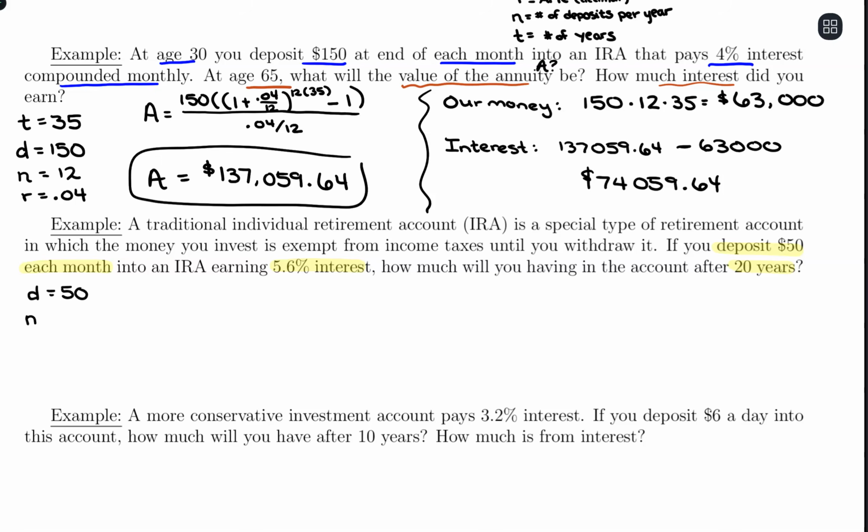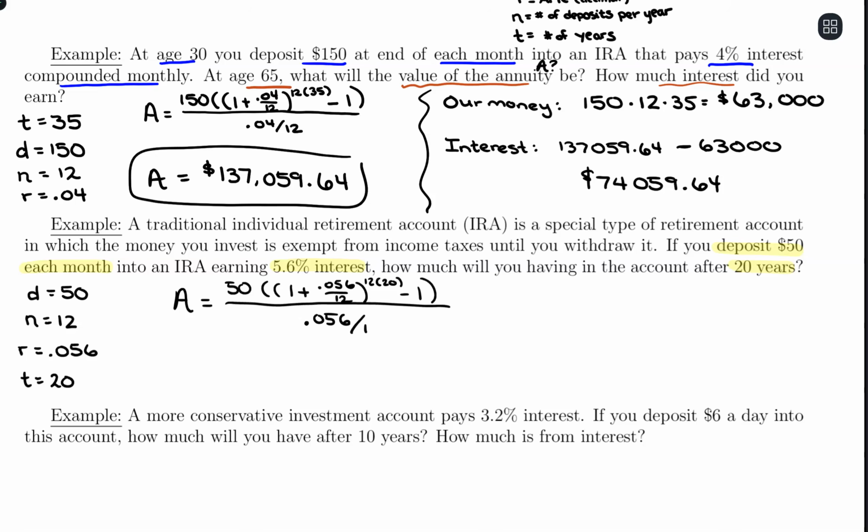We're doing that each month, so N equals 12. The interest is 5.6%, so R equals 0.056. And then we're looking at this after 20 years, so T equals 20. All right, so A equals 50, two sets of parentheses, 1 plus 0.056 over 12 to the power of 12 times 20 minus 1, close those parentheses, all over 0.056 over 12.